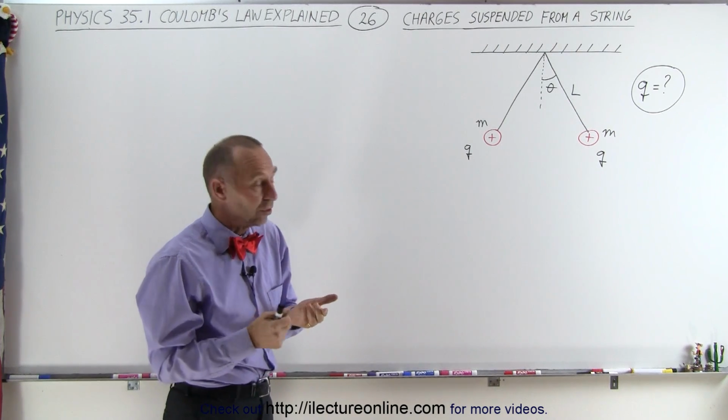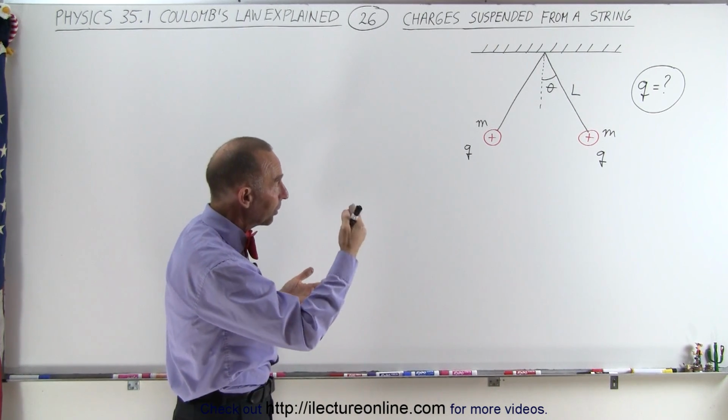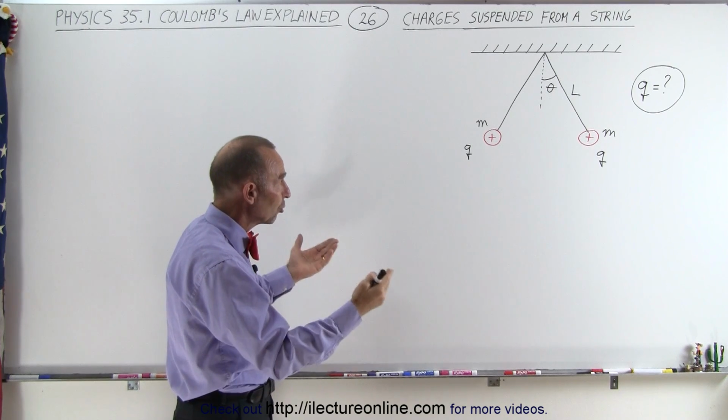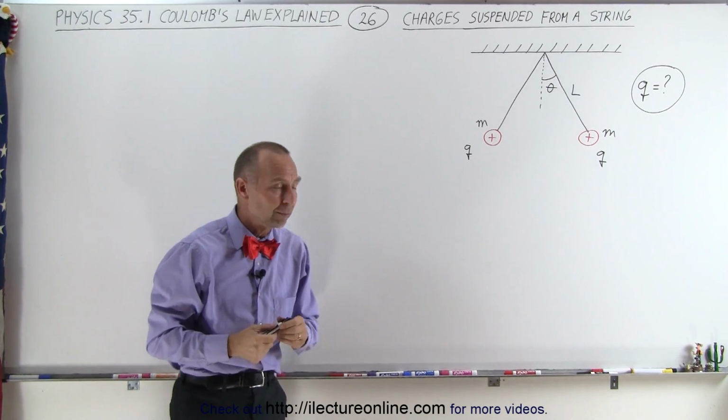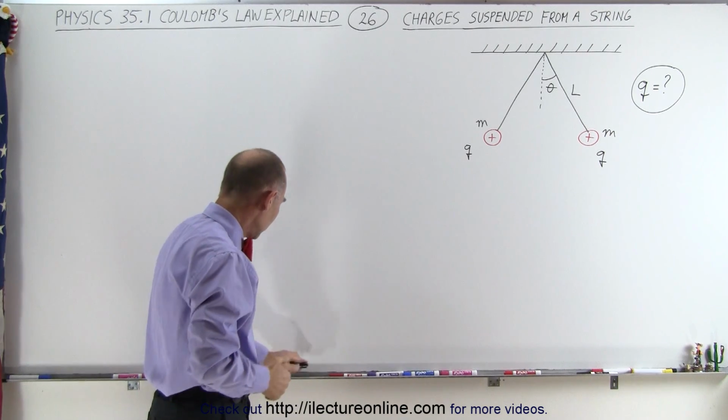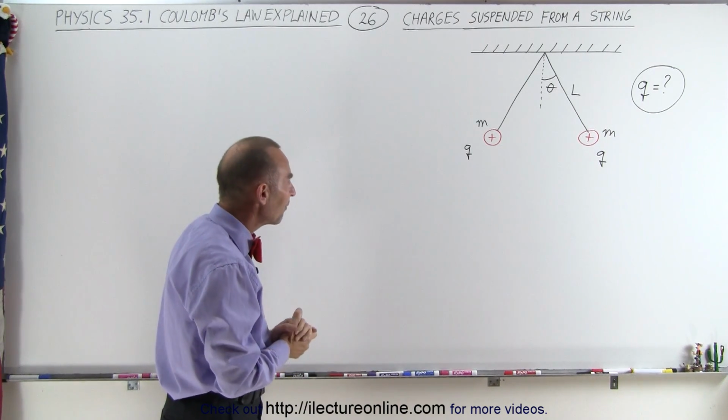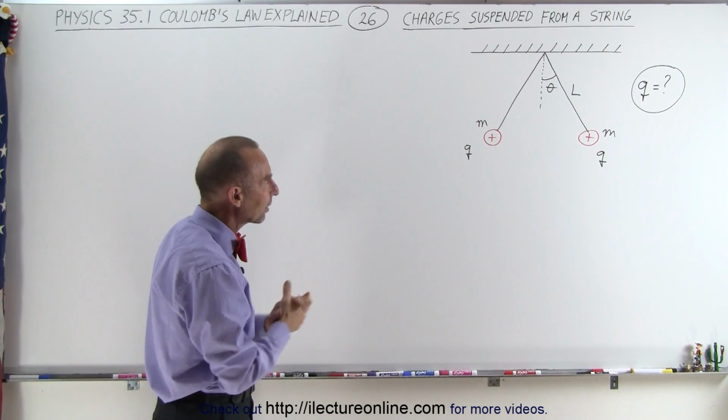And the question is, based upon the angle, the length L, the mass m, and the charge Q, what is Q equal to in terms of all these other components? Well, to do that, what you need to do is draw some vectors representing the forces acting on these two spheres.